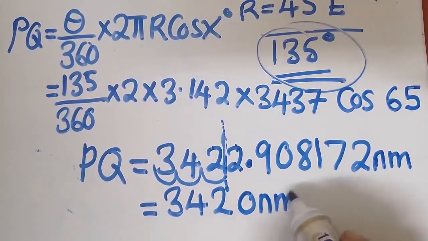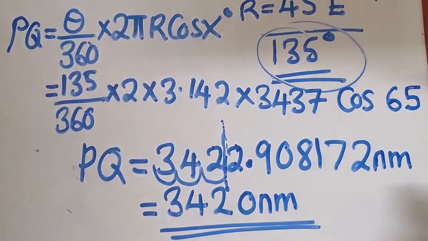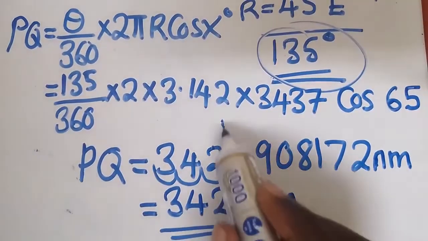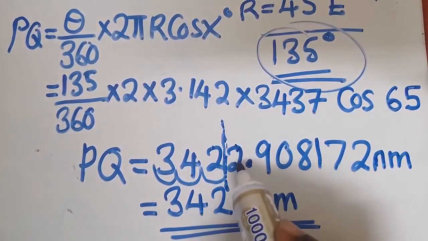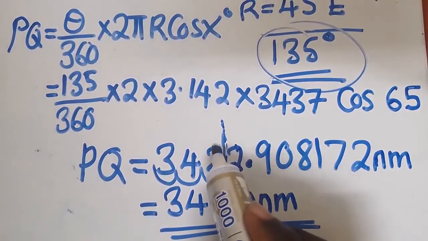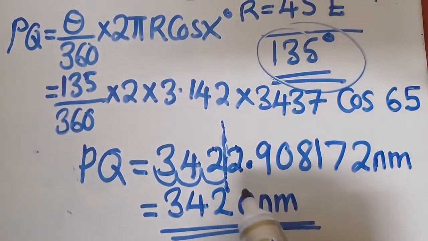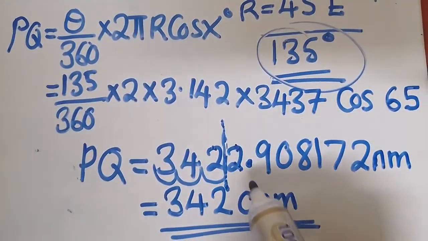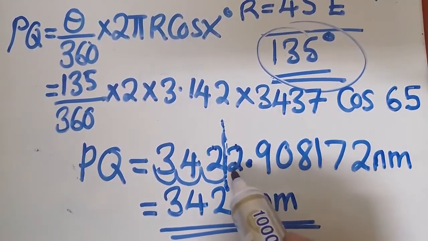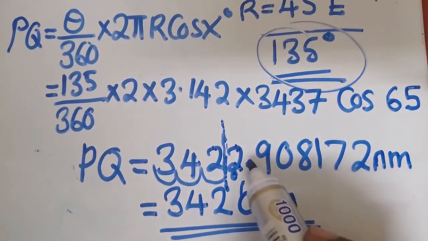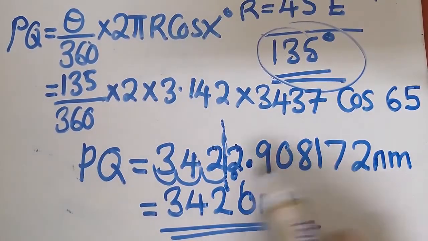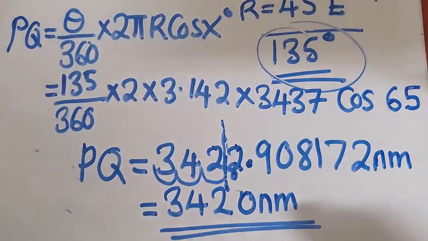So this was the answer. 1, 2, 3, like this. Is this number less than 5? Yes. If it were greater than 5, you would have put a 1 there, and this one would have become a 3. But it is less than 5, so we leave it like that, but it becomes a 0, because it is before the point. So that's why we came up with this answer.